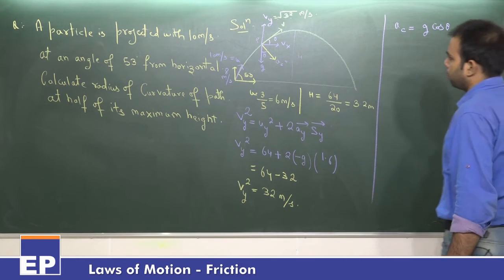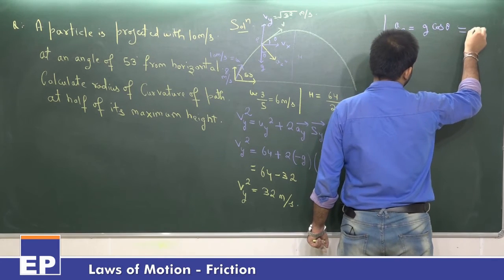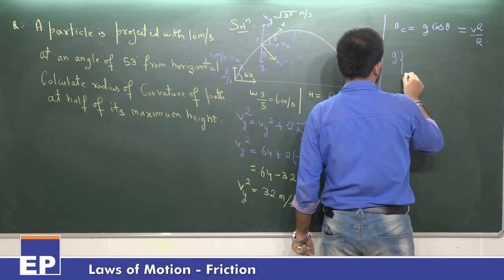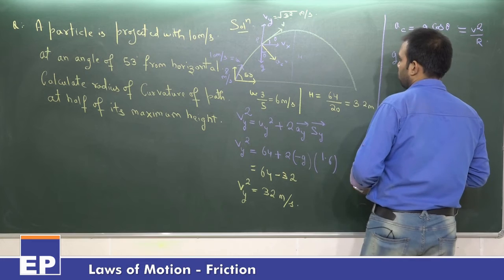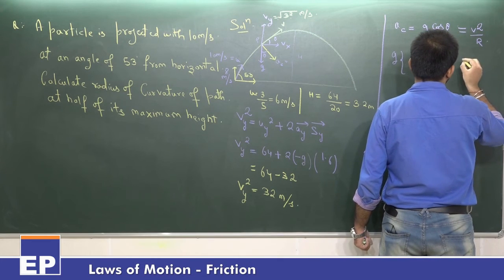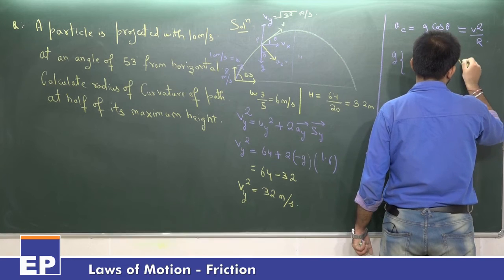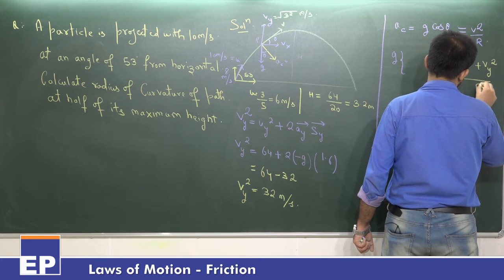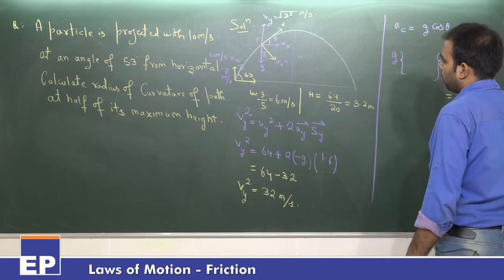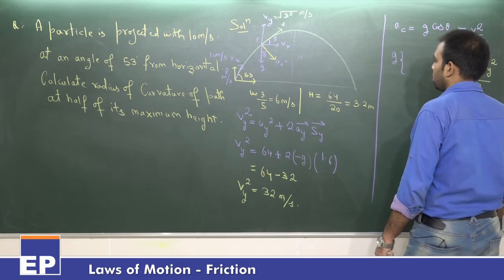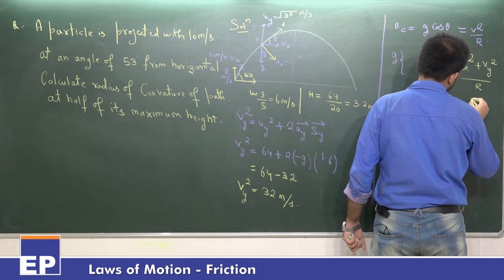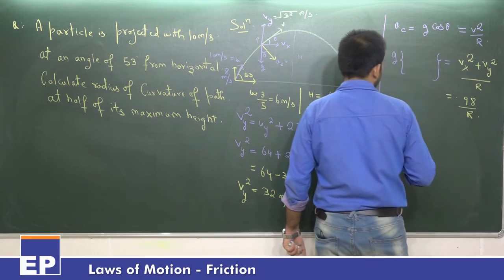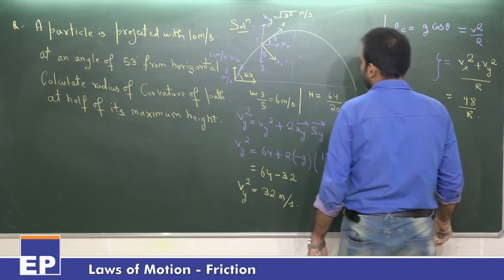Right? And what is AC? That is V square by R. And what is V square? V is under root of this, so V square is Vx square plus Vy square. What is Vx square? That will be 36. And what is Vy square? 32. 32 plus 36. 98 by R. This is g and this is what? Cos theta.